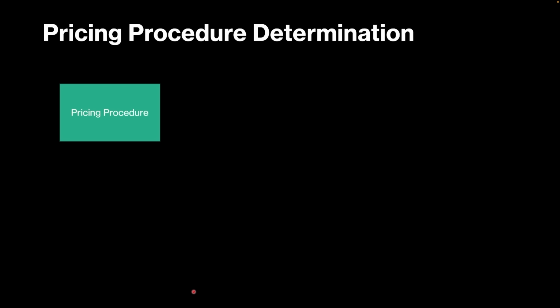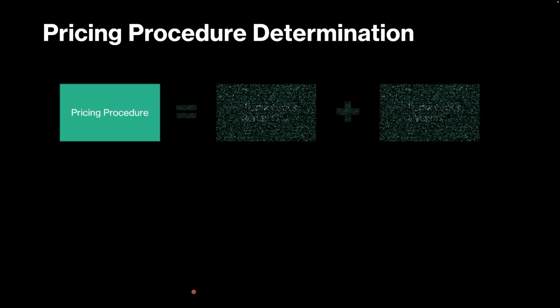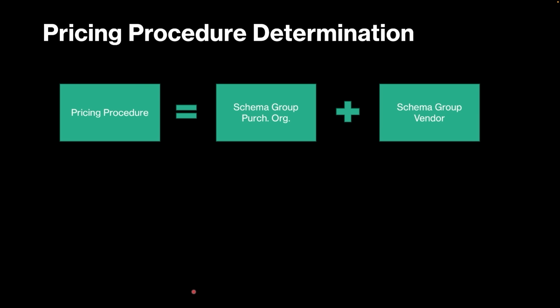Now let's understand how this pricing procedure determination happens in any purchasing document. So you can see this pricing procedure gets determined through a combination of two variables or two factors. And these two factors are schema group for purchasing organization and schema group for vendor.